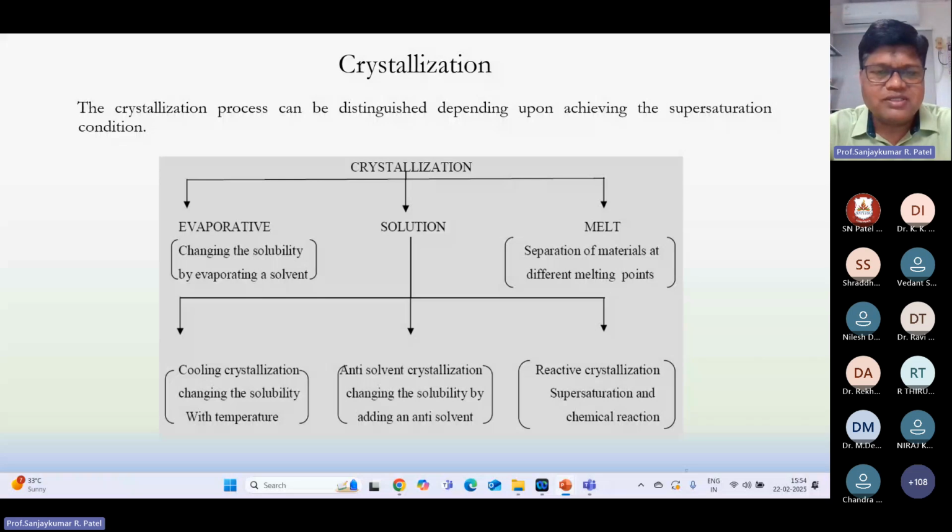So the major focus is to reduce the solute's solubility in a solution, and thereby create a solute concentration in the solution above the solubility limit, known as supersaturation.